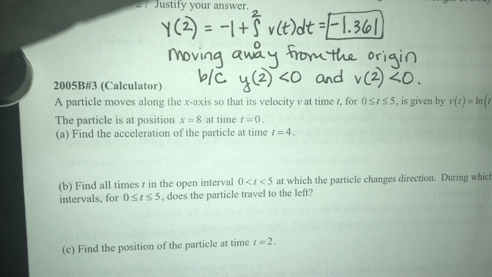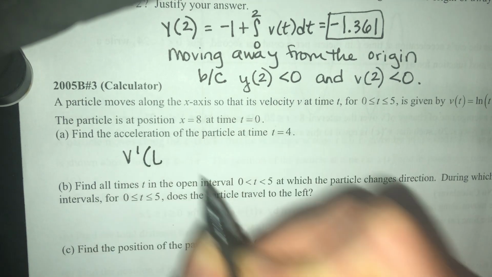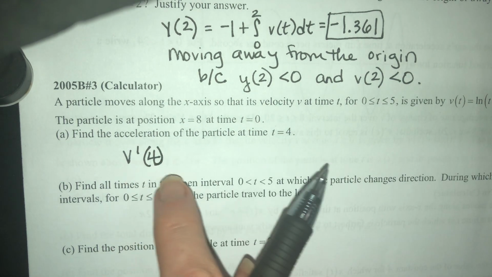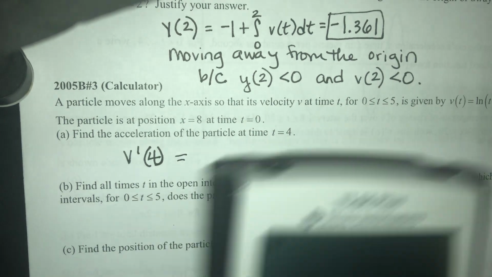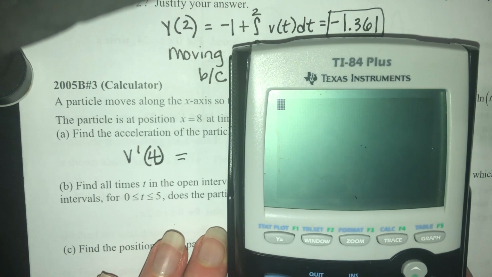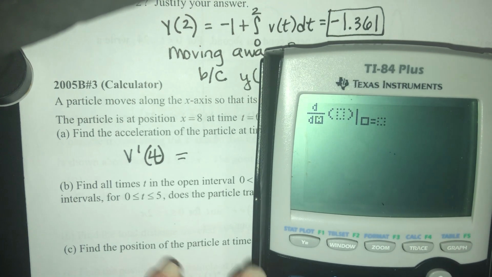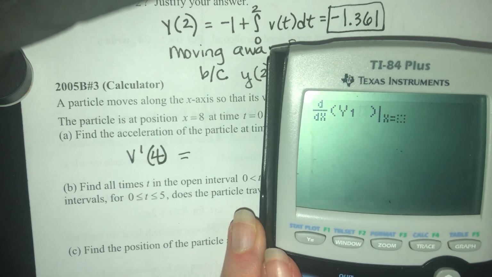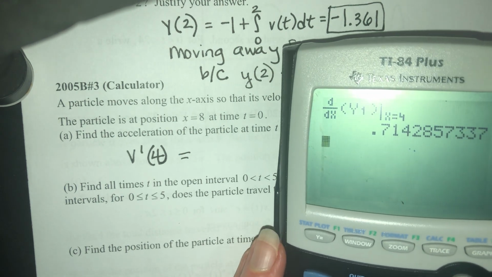A, find the acceleration of the particle at the time t equals 4. Well, if I have a velocity equation, I take its derivative to find the acceleration. So the v prime of 4 is going to be the answer here. And so from my home screen, I'm going to go alpha window, number 3 for function derivative, d dx, vars, y vars, function 1, x equals 4, enter. So this is the answer, 0.714.